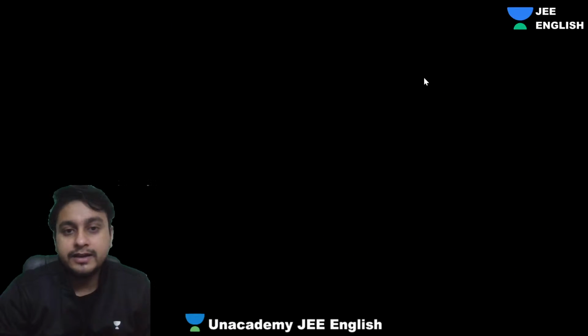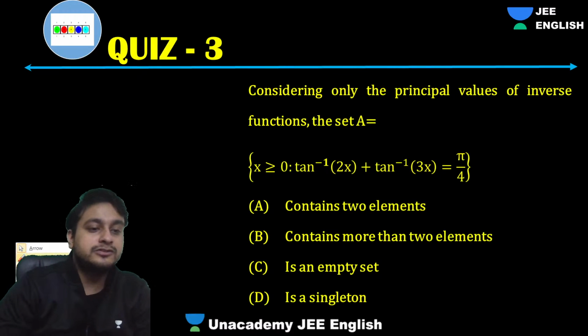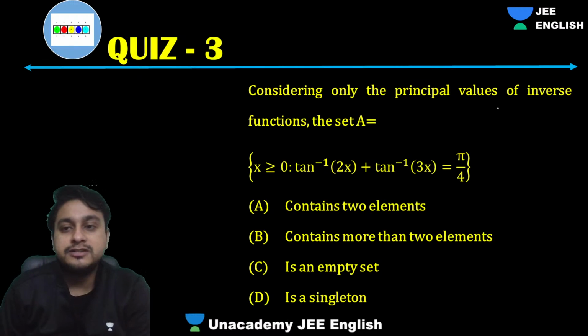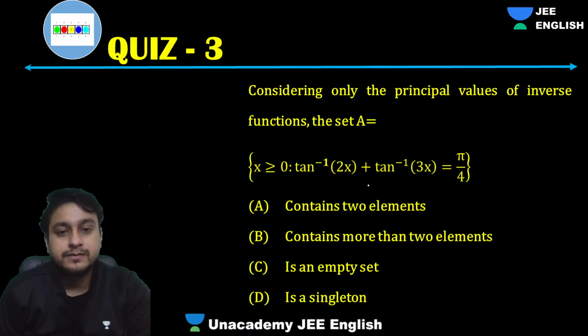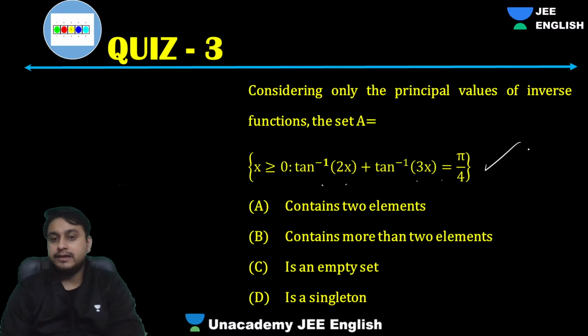Hello, guys. Let's move ahead. Next question. So this is also a previous year's question. Considering all the principal values of the inverse functions, x greater than 0, tan inverse 2x plus tan inverse 3x equals pi by 4. So that will be giving you what? Tell me.